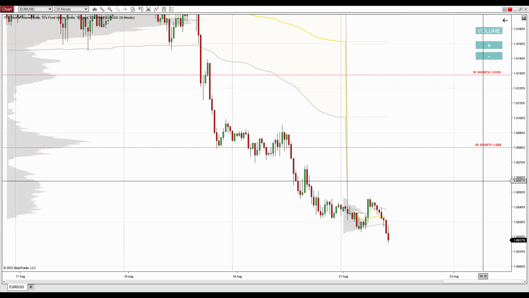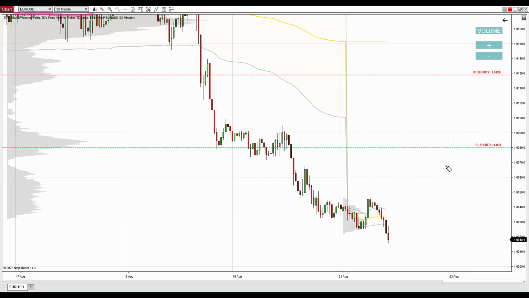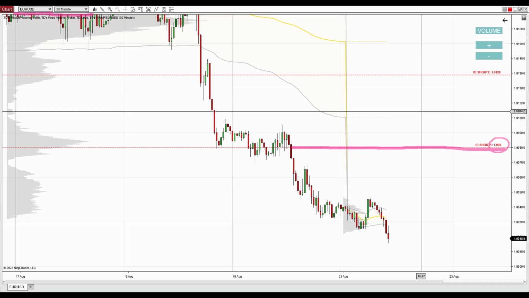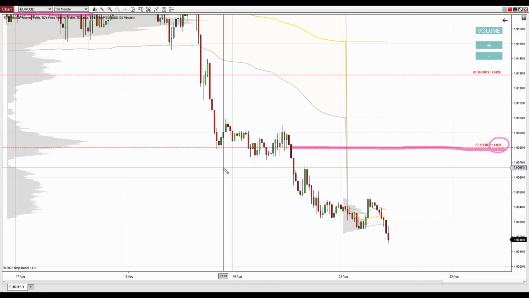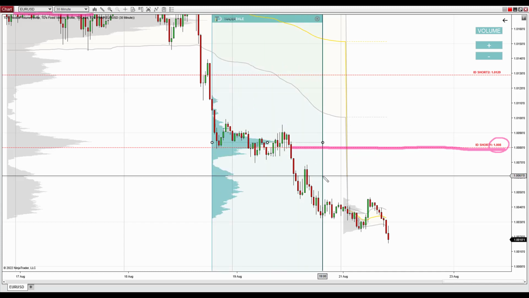The first trading idea that I'd like to show you is actually a trading idea that I published in my members area on euro dollar. So what you're looking at is the euro dollar 30-minute chart, and what I want to show you is this resistance, which is at 1.008. This resistance is based on a volume accumulation setup, and the volume accumulation setup goes like this.